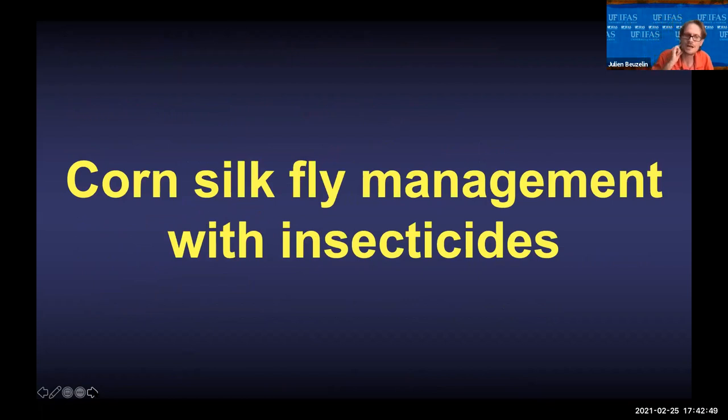So now we have about 20 minutes left. I'll move on to insecticides, which has more short-term implications for sealfly management.